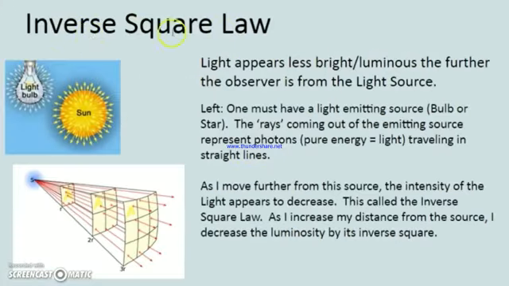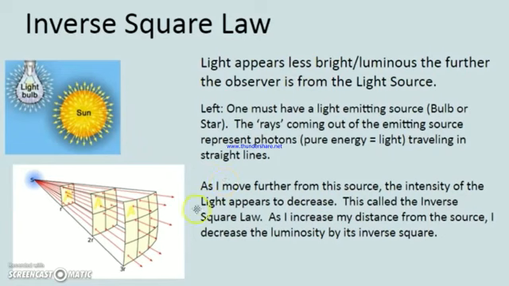We can look at this using the inverse square law, that light appears less bright or less luminous the further the observer is from the light source. So on the left here, if I imagine that I have a light emitting source, I can call it a light bulb or a star. The rays coming out of the emitting source represent photons. Photons are the pure energy that we call light, traveling in straight lines, and that's why we see these arrows.